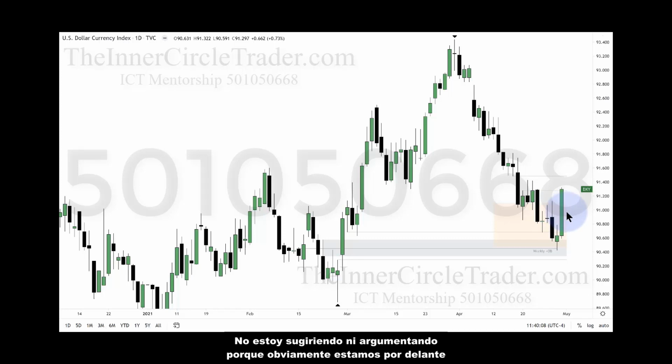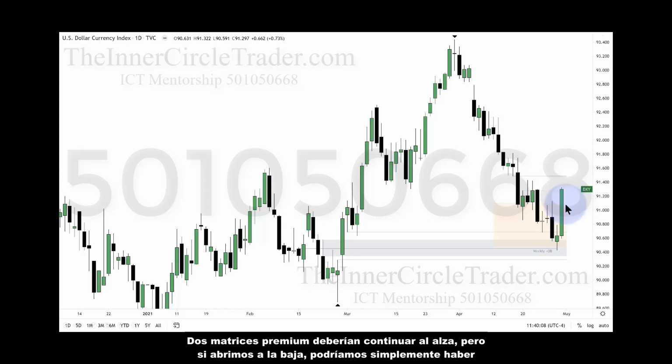I'm not suggesting or making the case for it, because obviously we're ahead of Sunday's opening. I don't know what we're going to do until we open. But if we get north of these highs here and trade above the fair value gap, watch and see if we get some support there as well. Smaller imbalance in here, and we have the volume imbalance back here. So two premium arrays should we continue on the upside.